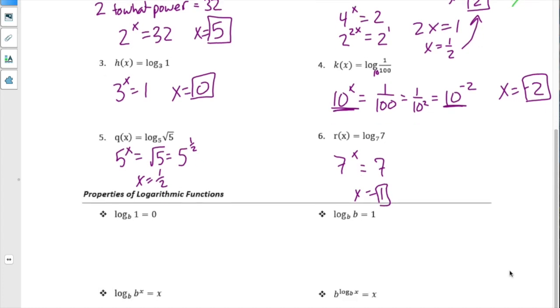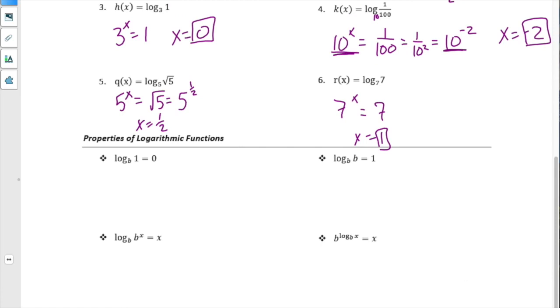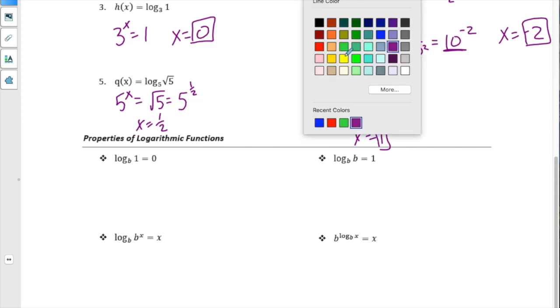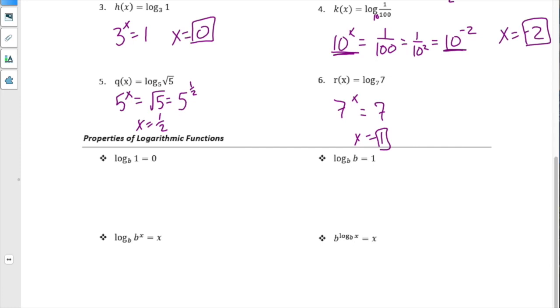And now what we have down below are some properties. These properties are super important. I don't want to say memorize, but the better you know them, the better off you're going to be. So we start off with this one. It says log base b of 1 equals 0. And we actually saw that up here with example 3. No matter what the base is, if you do the base to some power, I'm just going to put an x for now, and it equals 1, that power always has to equal 0, which means that log base b of 1 is always going to equal 0.